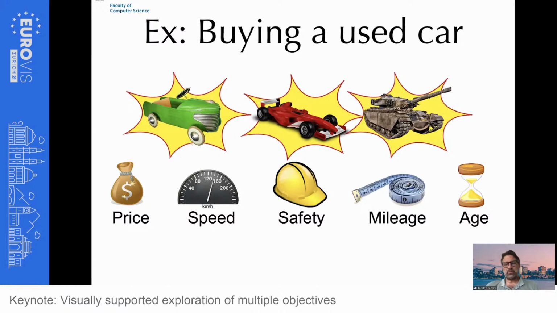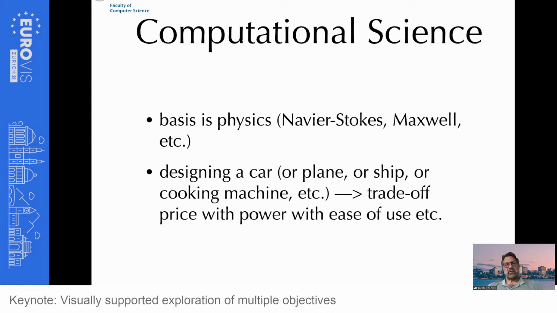You typically try to score high on all of these objectives, not just one of them, and then the choice is getting a little bit more difficult. So this is actually a standard problem in computational science, which is the basis of physics, Navier-Stokes equations, Maxwell equations. Designing a car in this particular environment that is cheap, that drives fast, that's very safe, or a plane or a ship, etc. You have to consider trade-offs, trade-offs in the materials you're using, trade-offs in how you're putting the car together, and so on and so on.